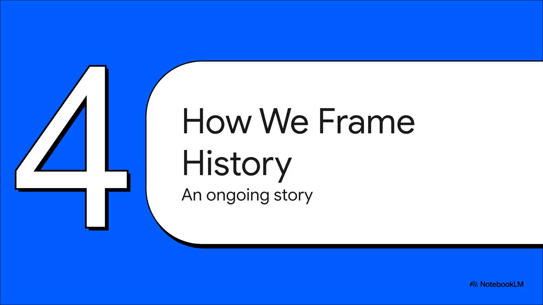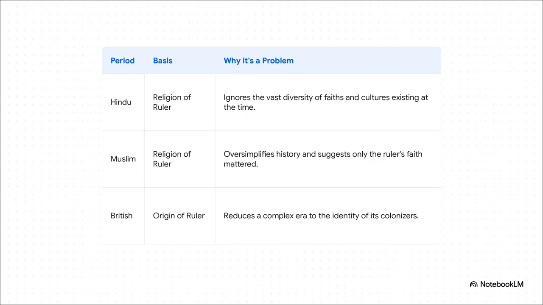So that brings us to maybe the most important question of all. How do we take this incredibly messy, complicated, thousand-year story and make sense of it? Because the way we choose to frame the past, that completely changes how we understand it. For a long time, back in the 19th century, British historians split Indian history into three tidy boxes: Hindu, Muslim, and British. It was all based on the religion of the rulers.